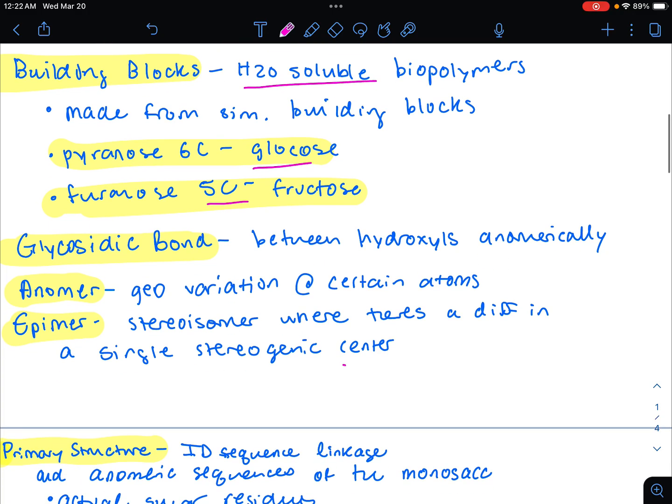More on the structure, we have these glycosidic bonds between the monosaccharides. They're going to be between the hydroxyls and the anomeric carbons. And an anomer is going to be the geometric variation at certain atoms in the carbs, while an epimer is a stereoisomer that differs in configuration at any single stereogenic center. Again, these glycosidic bonds are going to be between the anomeric carbon and a hydroxyl, another hydroxyl and the other anomeric carbon.